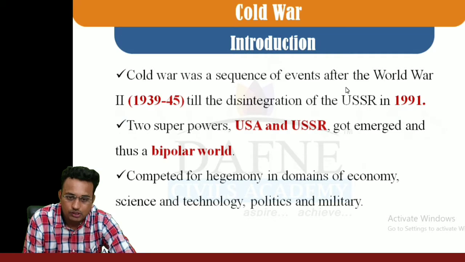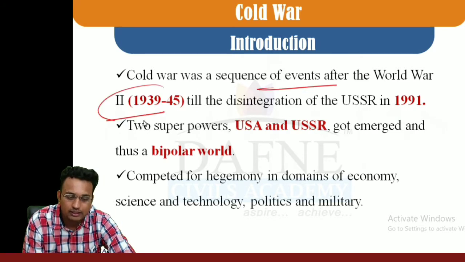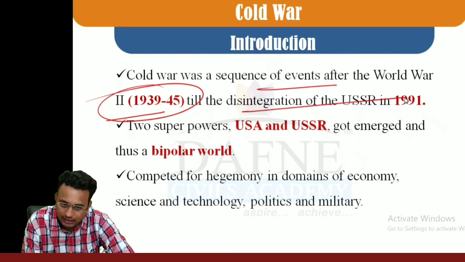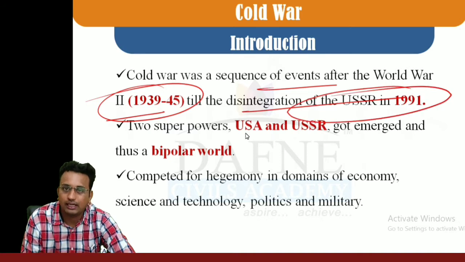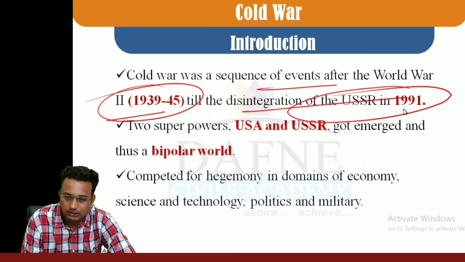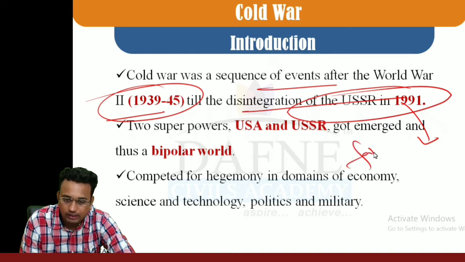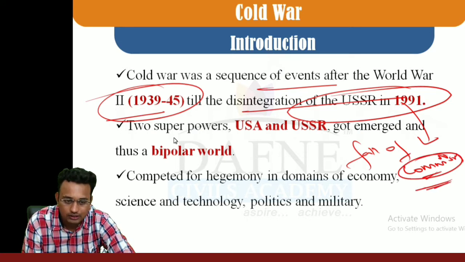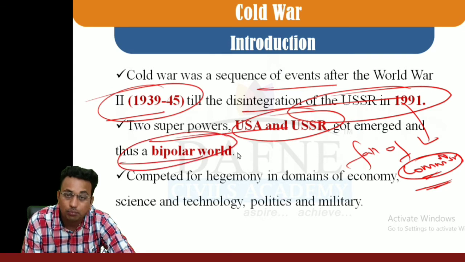Now, a sequence of events after World War II, 1939 to 45, led to the disintegration of the USSR in 1991. The fall of communism, you can say, or as some say, in fact, the fall of Stalinism. So two superpowers, USA and USSR, emerged, and thus a bipolar world.